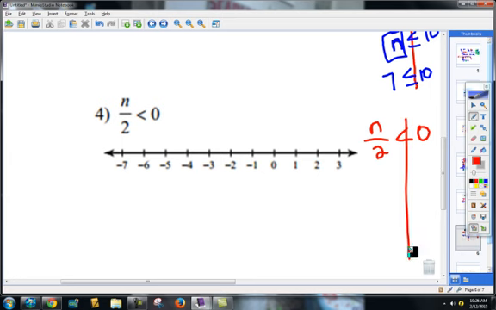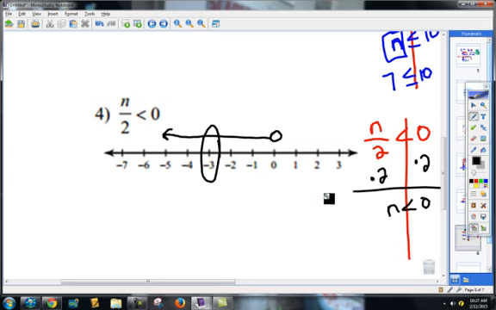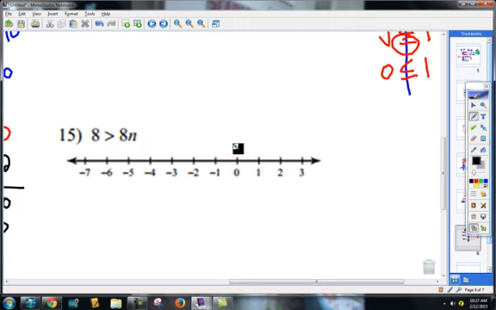Okay, this one, we got n divided by 2 less than 0. Okay. What is happening to the variable, Jessica? So I need to undo that by multiplying by 2. Okay, and that's going to give me n less than 0, right guys? So that means I'm going to put an open dot over 0. And are we talking about values that are to the left of 0 or to the right, Crystal? To the left. You got it. Plug in a number, guys. Is negative 3 less than 0? Absolutely.